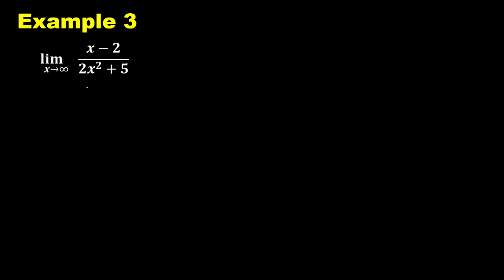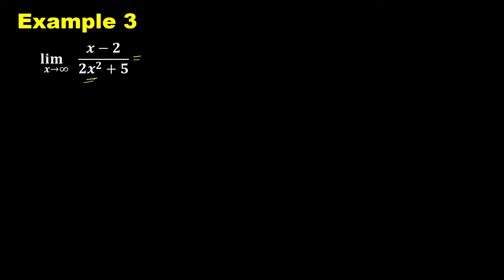So how about if we would like to get the limits at infinity of a given rational function? When we say rational function, we have a polynomial over a polynomial. So we're going to use this strategy first. The first step is for you to divide each term of this fraction by the variable x with the highest degree in the denominator.